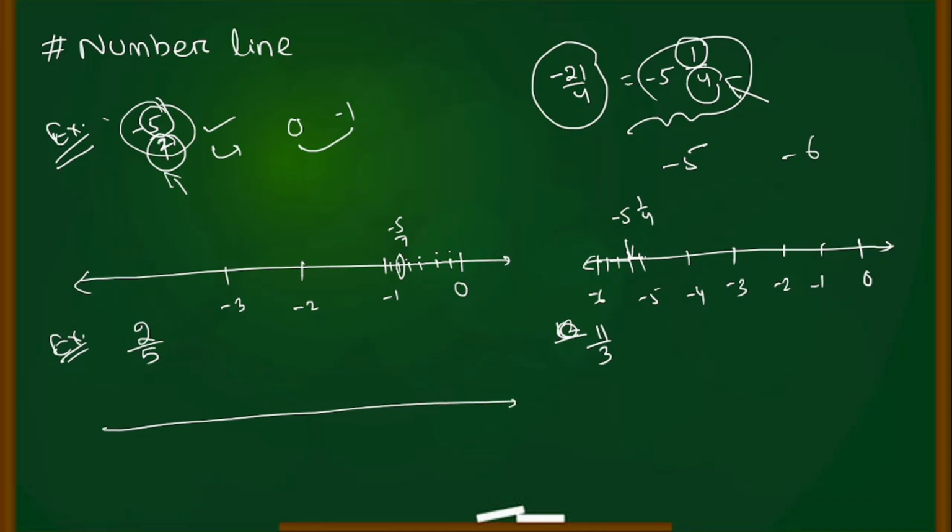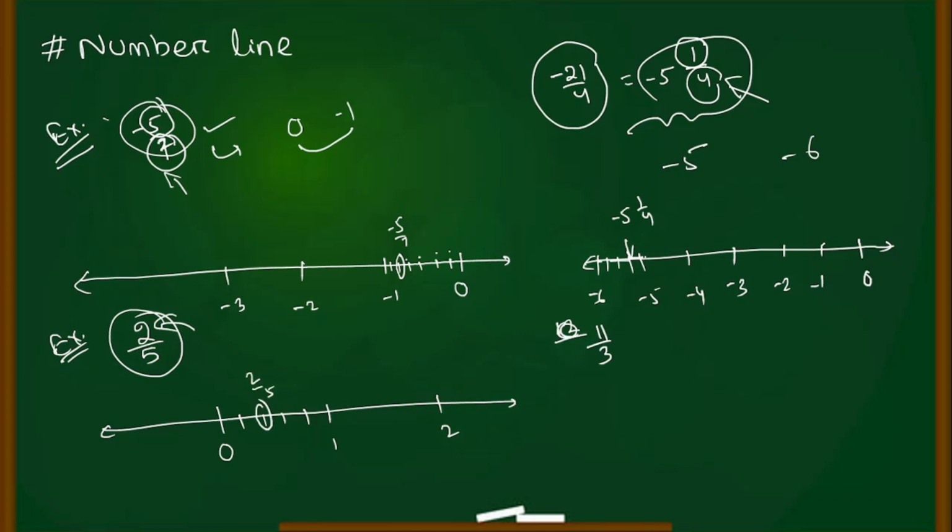Draw a number line. Here it is positive, means it starts with 0, then 1, then 2. Here it is a proper fraction, so it starts from 0. Yes or no? So 0 to 1 first we divide into 5 equal parts, means 4 lines: 1, 2, 3, 4 lines. Numerator is 2, means the second line. Simply write 2 by 5.